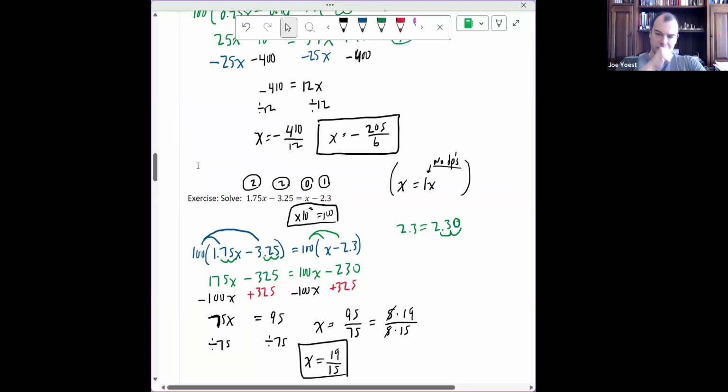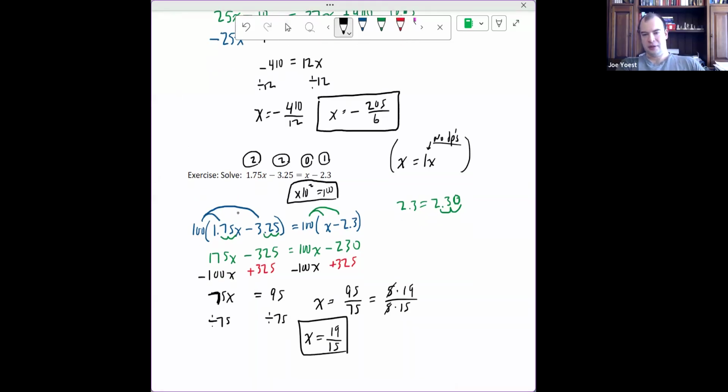Okay, let's discuss this one. For this one, we see that the most number of decimal places we need to move is 2. So we're going to multiply by 10 squared, or 100. And when we do that, multiply out, simplify everything, we end up with this green equation here.